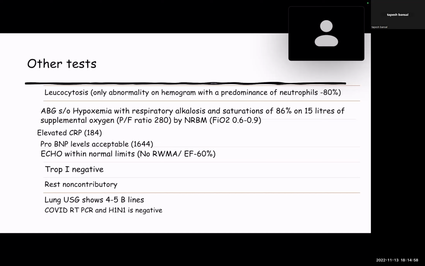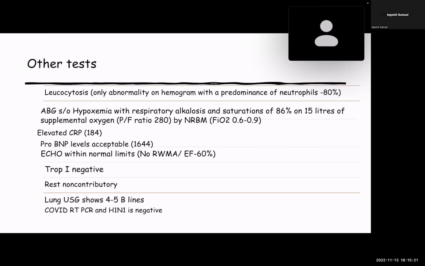And apart from that, the CRP is elevated. So the CRP elevation actually is seen not only in infections or sepsis, it can also be seen in inflammatory conditions and in SIRS conditions. So CRP could mean there's an infection, or there could be something else. There could be an inflammatory state. There could be an autoimmune disease. So one has to think of all these possibilities.